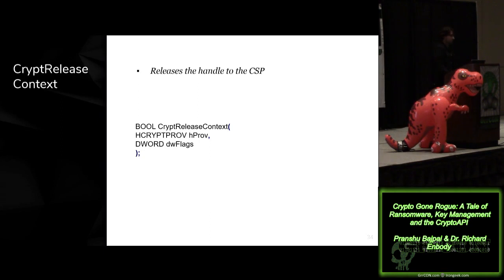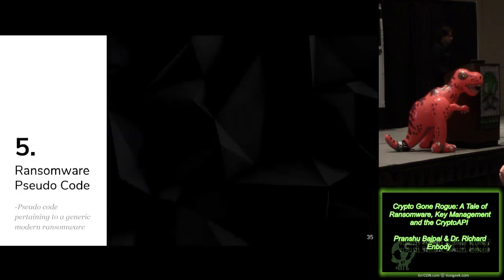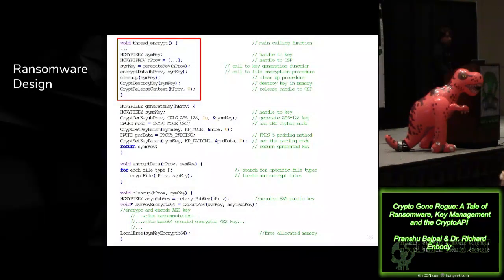So CryptReleaseContext releases the handle to the CSP. You just need to provide it the handle to the CSP, and it will release the handle. So to put it all together, this is not specific to the NotPetya ransomware. What we were discussing up till now, all the assembly we were seeing, was specific to the NotPetya ransomware. But this is a generic pseudocode that we came up with after looking at many modern ransomware variants that are successful. They all follow this kind of a scheme.